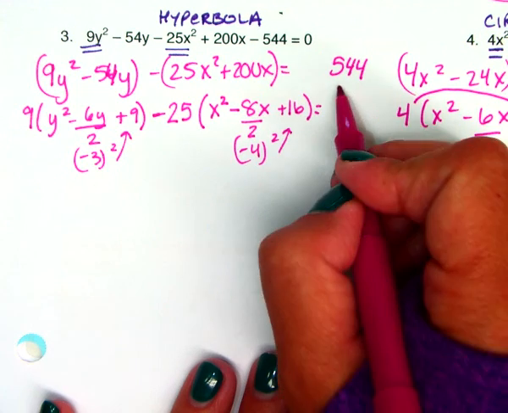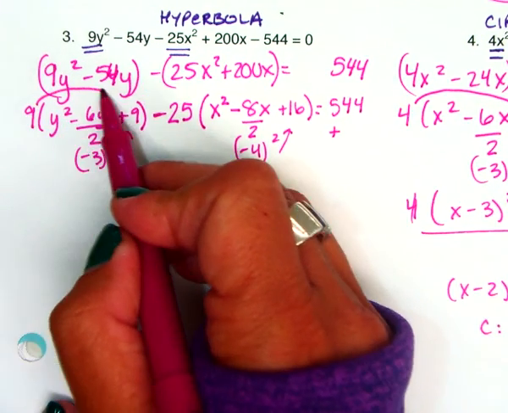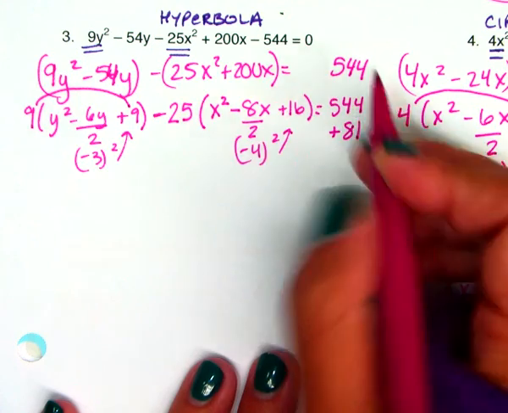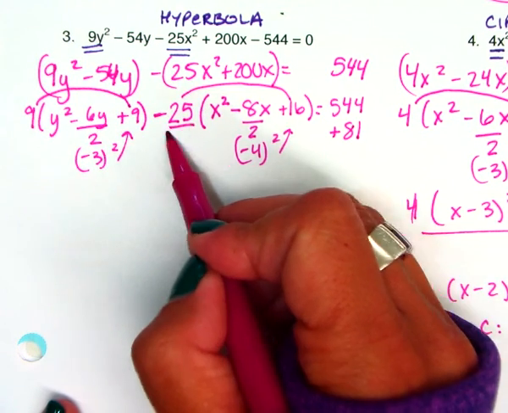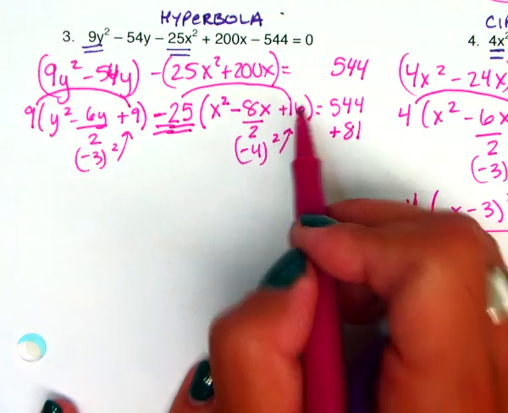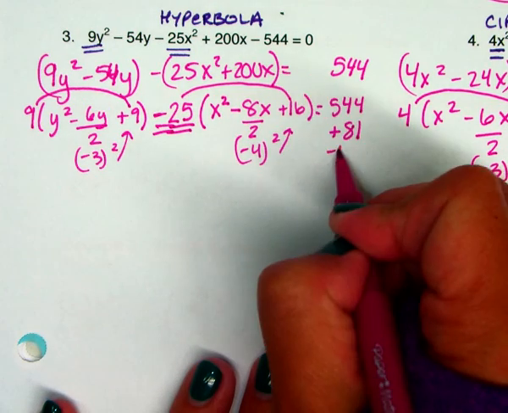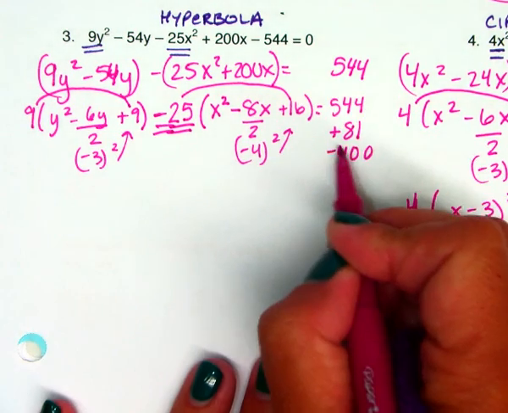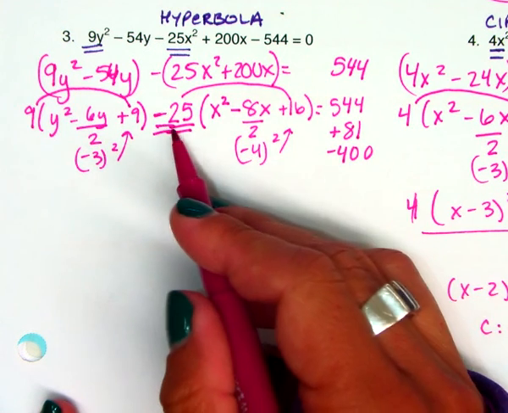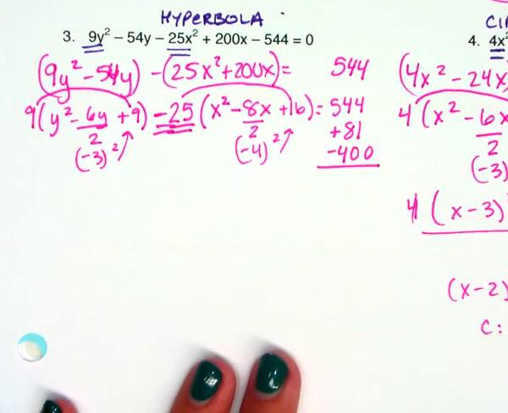So what do I need to add on the right? Well, I have the 544. I need to add 9 times 9, which was 81. Over here, it's negative 25. Keep the negative with it. Negative 25 times 16. That is negative 400. And so on the right, I do a negative 400 because it is a negative number on the left, so it's a negative number on the right. So this gives me, let me just check, 225.